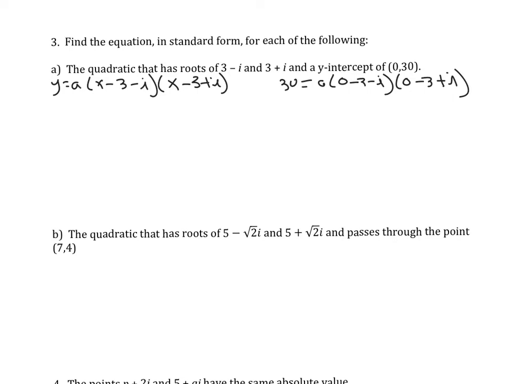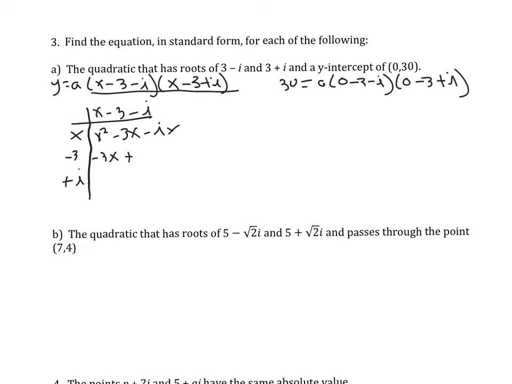I would recommend that you multiply this thing out here. Let's go through that again, and we'll look at the pattern that emerges. We have x minus 3 minus i, x minus 3 plus i. We get x squared minus 3x minus ix minus 3x plus 9 plus 3i plus ix minus 3i, and then i times negative i is going to be negative i squared, or positive 1.